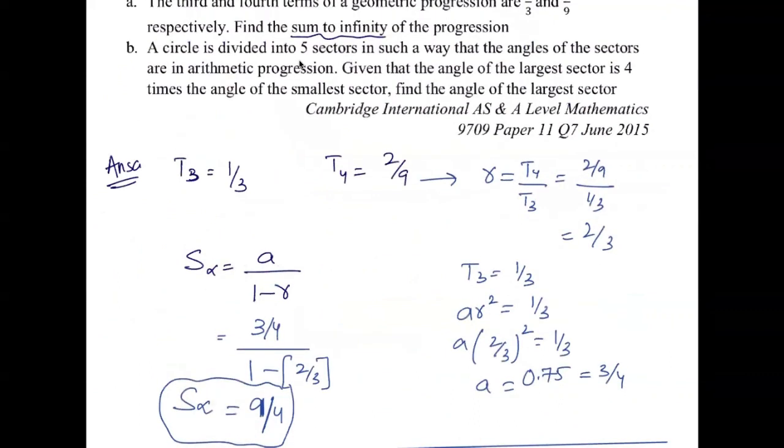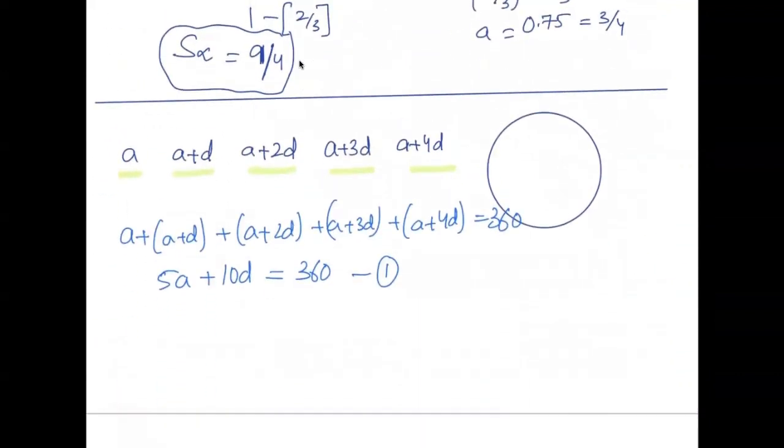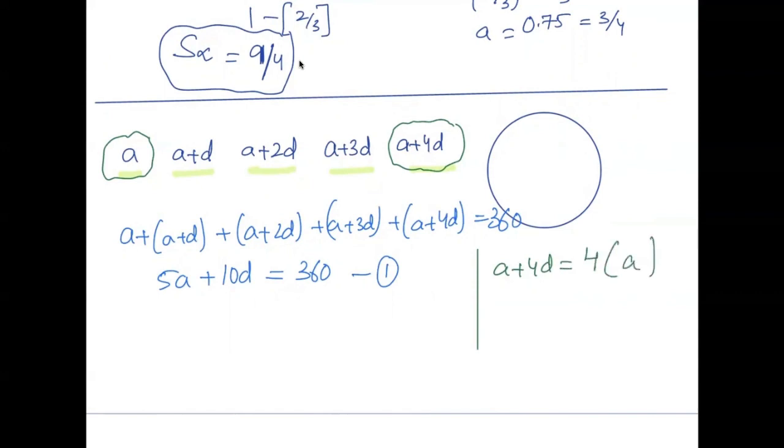Now come up with the second equation. The question further says, given that the angle of the largest sector is 4 times the angle of the smallest sector. The angle of the largest sector, which is A plus 4D, is 4 times the angle of the smallest sector. So would you agree that the second equation is going to be A plus 4D equal to 4 times A? If you solve this, you are going to get 3A equals 4D. That's your second equation.